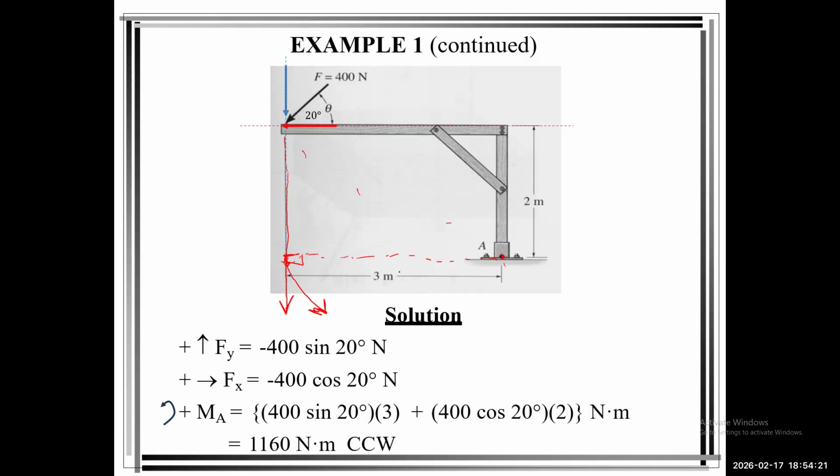And what is that? Where is the moment? The moment is going to be anti-clockwise. So that component is going to be turning it anti-clockwise, and we already say our convention is anti-clockwise is positive. So therefore, 400 sine 20 times 3. All right? And we're done.